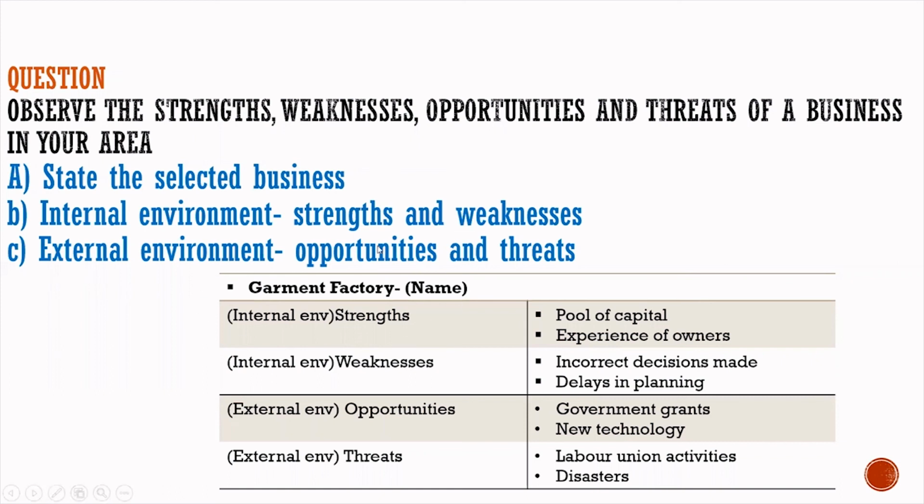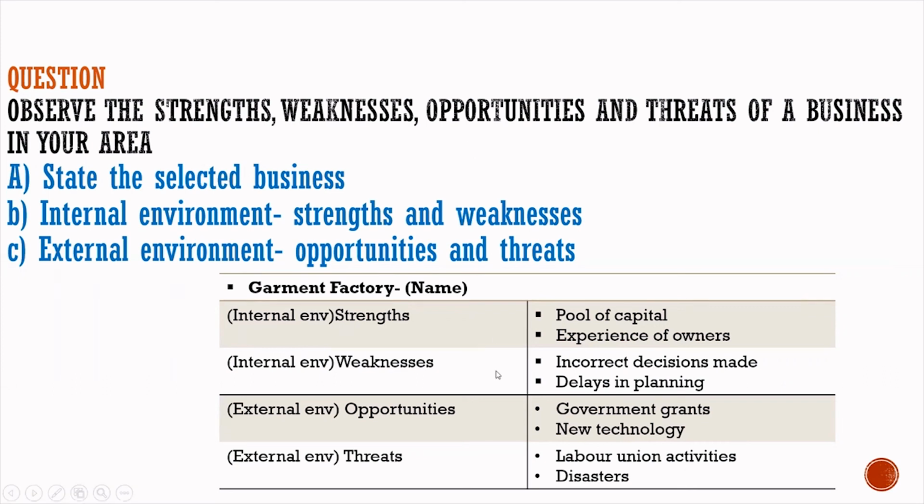For example, I have selected a garment factory. You can write the name. So the strengths will be maybe the pool of capital, the experience. The weaknesses will be incorrect decisions made and the delays. While in the external environment, the garment factory will have government grants and new technology as opportunities, and the threats will be labor union activities and disasters.